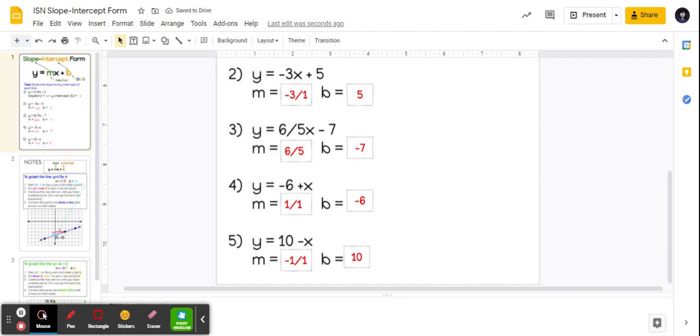Okay, so we've practiced the skill of just looking at the equation and pulling out what is the slope and what is the y-intercept. And so that's really important because the next thing we're going to do is look at graphing the equation. And in order to do that, we need to be able to pull out this information because that's the first step.